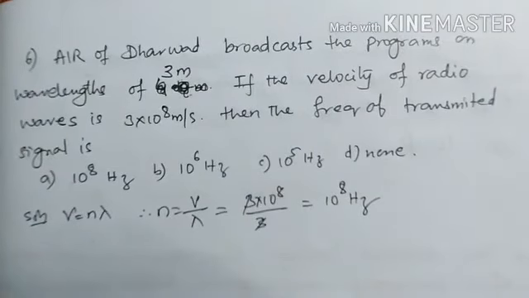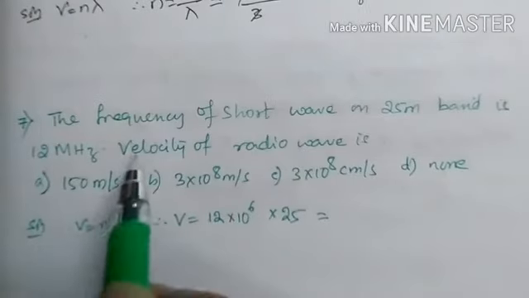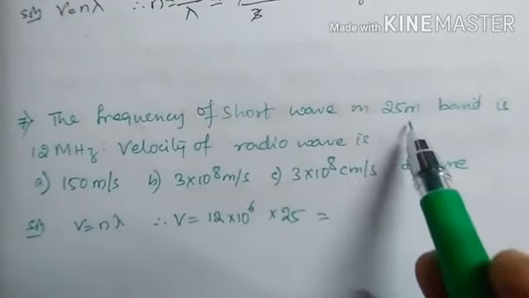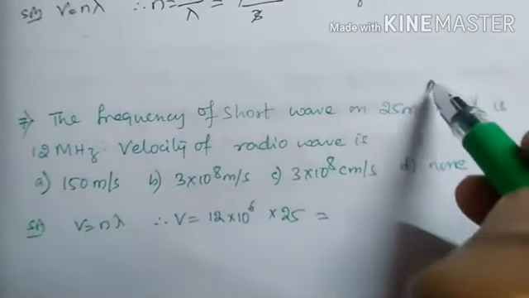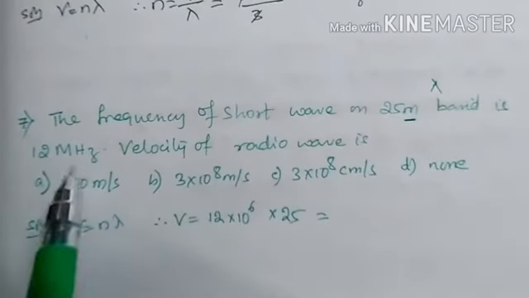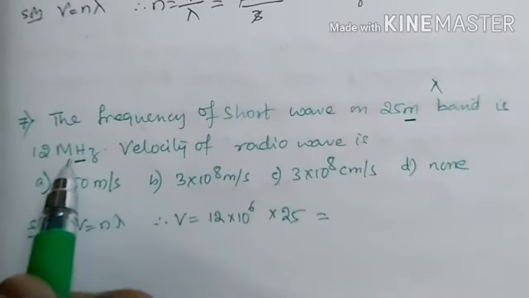So let us go for the next problem. Check this problem. The frequency of a short wave is around 25 meters band. That means this is wavelength. Meters itself will show that it is wavelength. It is 12 megahertz. Hertz means frequency. Mega means 10 raised to 6.